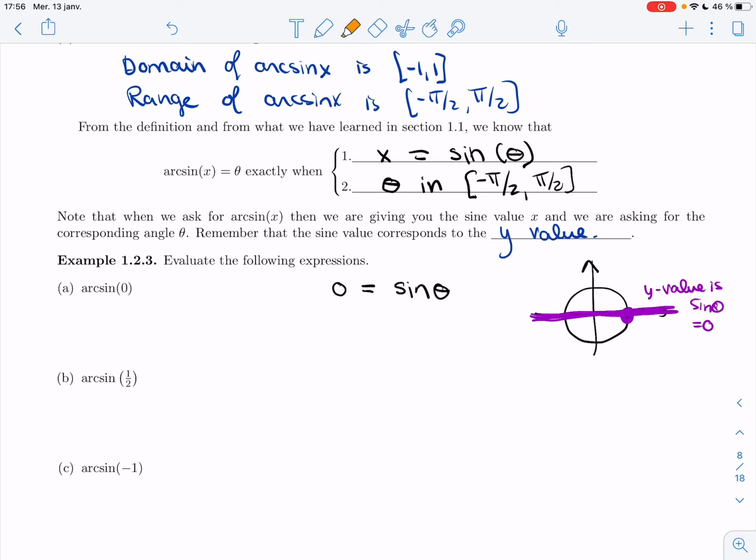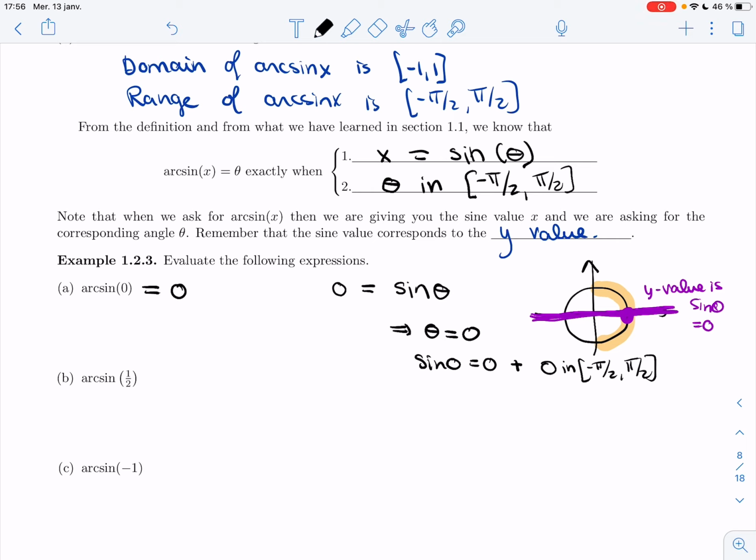Notice that because I'm looking at minus pi on 2 to pi on 2, I'm only looking at this side. And so the only angle that would be in the right range would be 0. All right, so arc sine of 0 is 0 because sine of 0 is 0, and 0 is in the right interval. See? Didn't last long.